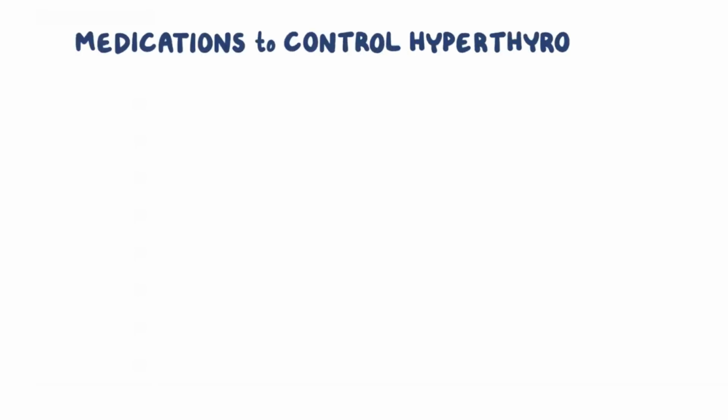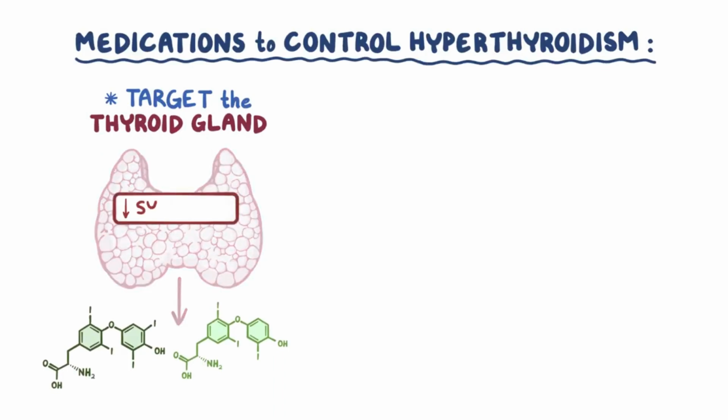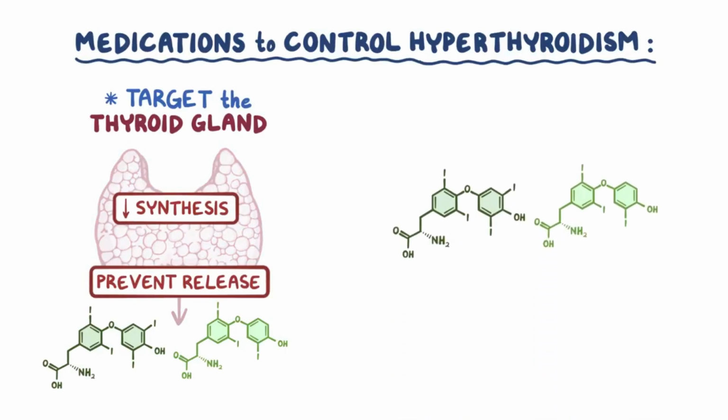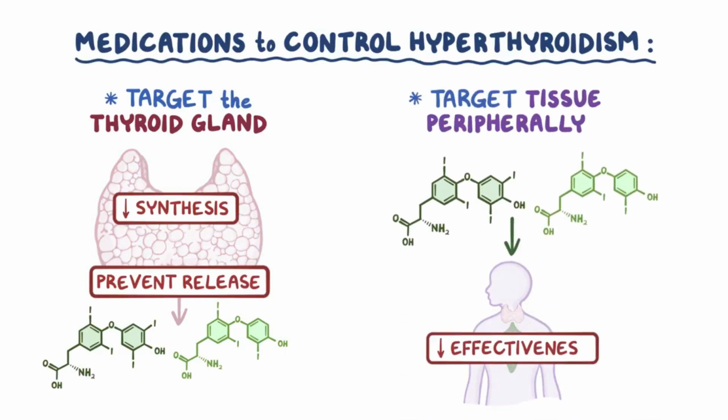Now, there are several classes of medications to control hyperthyroidism. First, we can target the thyroid gland itself, and either decrease the synthesis of thyroid hormones or prevent them from being released. The other option, at the target tissue peripherally, is to decrease the effectiveness of the thyroid hormones. This only manages the symptoms, but doesn't treat the cause.